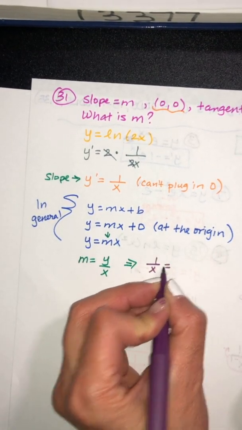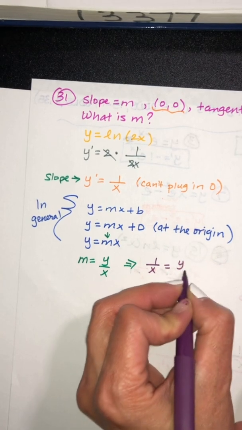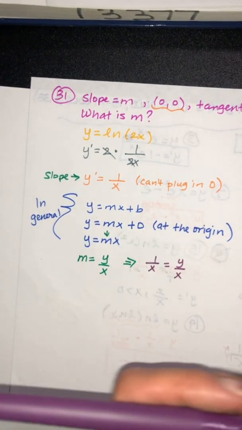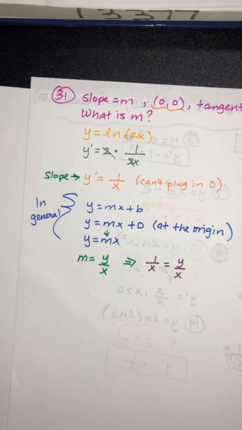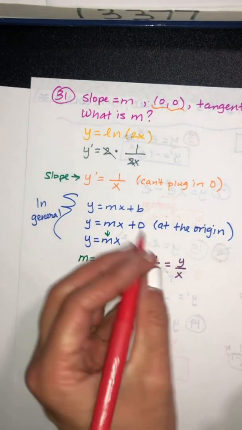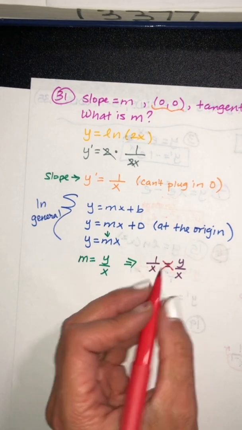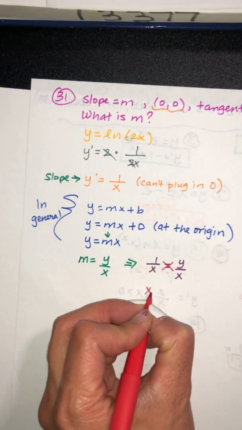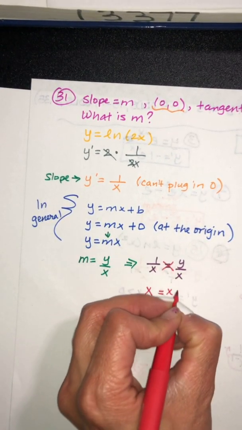So 1 over x, I can set equal to y over x. We have a fraction equal to a fraction, so I like to cross multiply. That wasn't a timeout, it was a cross multiply, but it made me think of a timeout. All right, so we have x equals x times y, so xy.